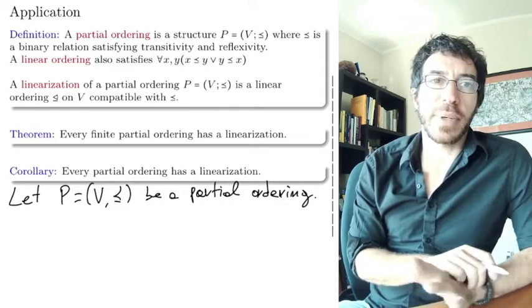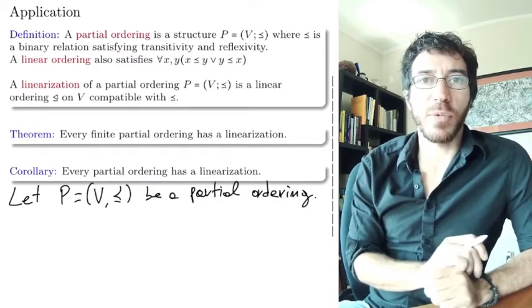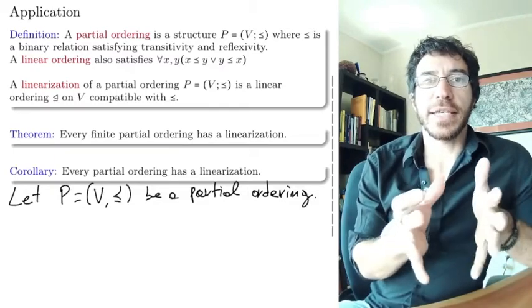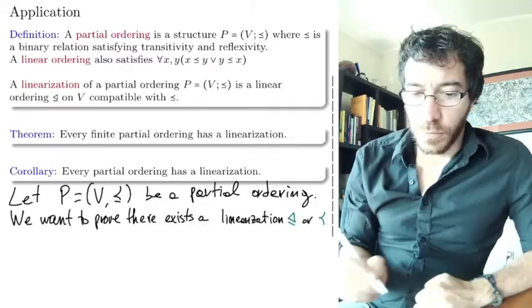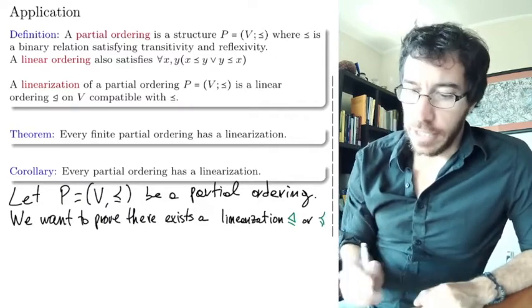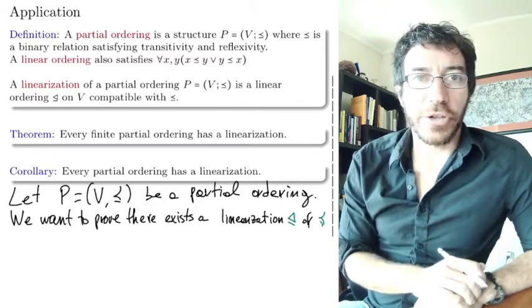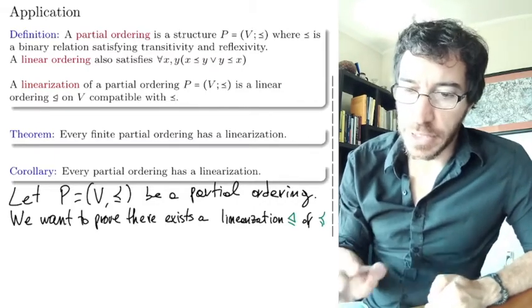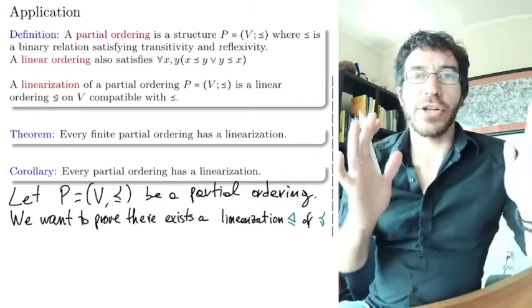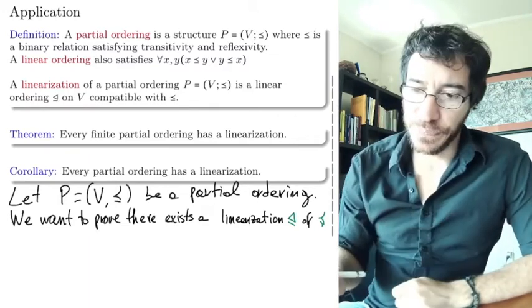Let's start with a partial ordering P as we had before. Now we want to prove that there exists a linearization, triangle less than or equal, of this ordering. It has to be something that is compatible with the ordering, but also a linear ordering. So how are we going to do this?